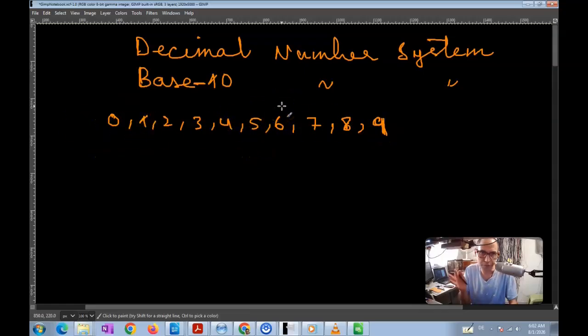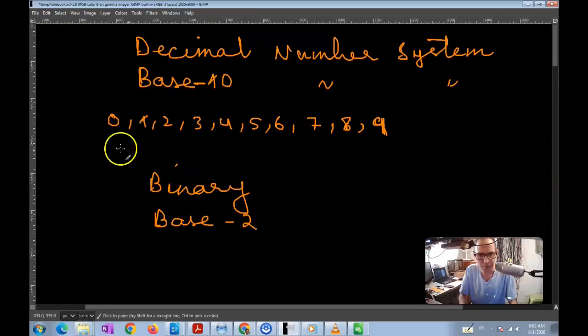We have other number systems that we use, for example, in computers. One of those would be the binary number system, which is a base 2 number system, which means that the number of digits that we have in this system is just 2: a 0 and a 1. And this system is used in computers.